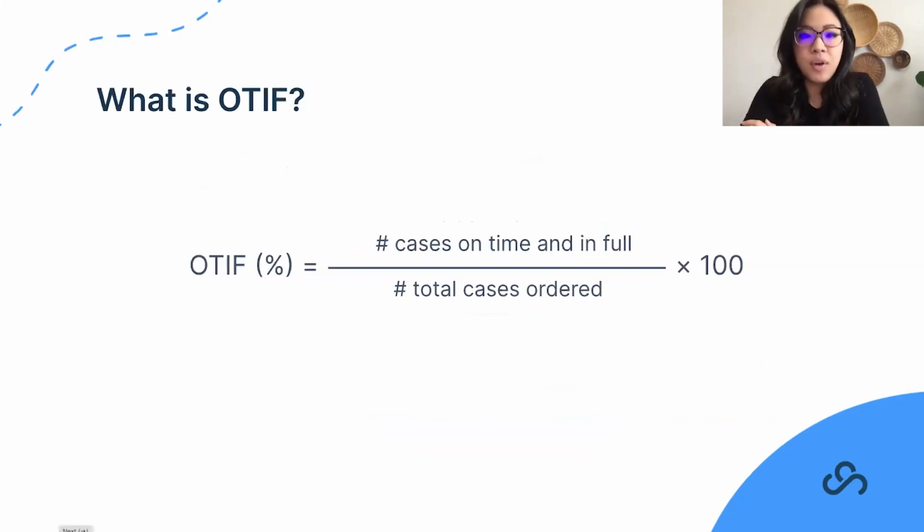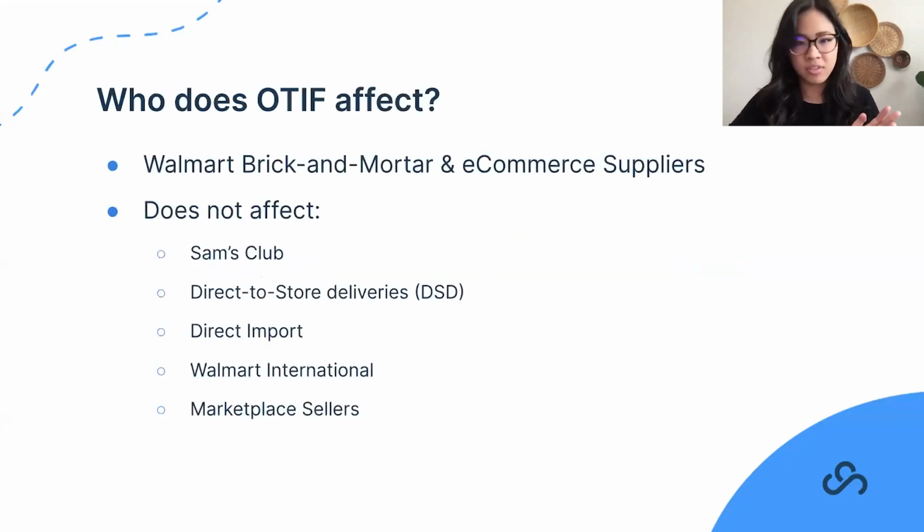Okay, so as you guys can imagine, just as a general rule, high level, OTIF percentage is, of course, the number of cases that are on time and in full totaled, divided by the number of total cases that are ordered, and then you multiply that by 100 to get to your OTIF score. So pretty easy math stuff.